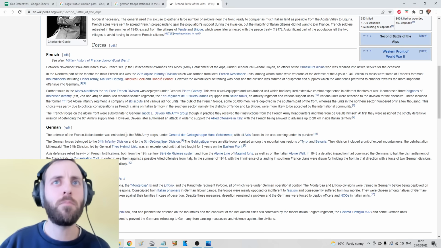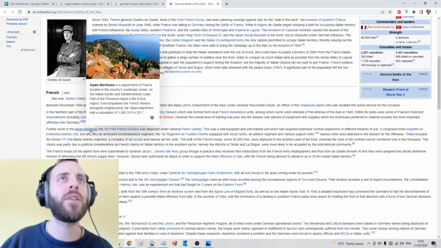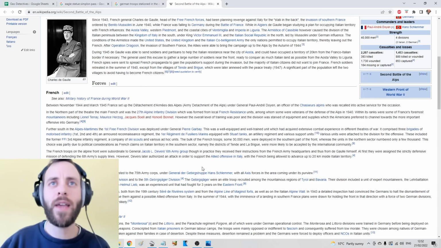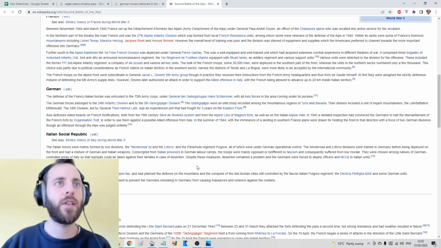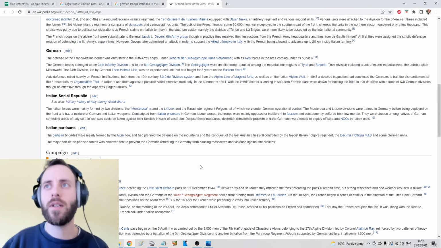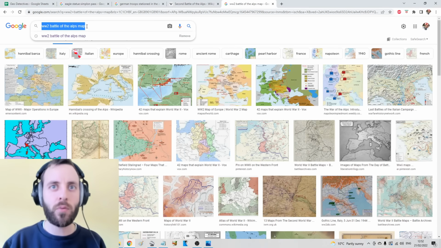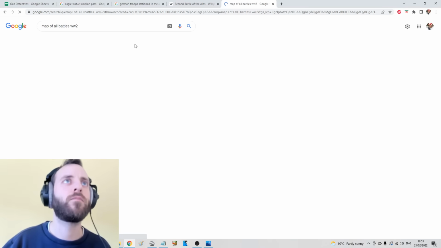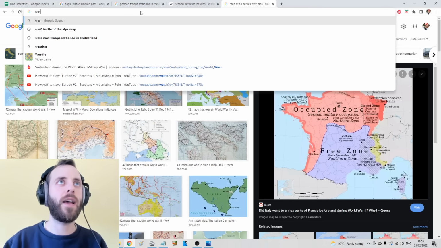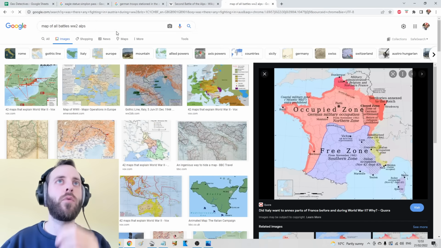So the Franco-Italian border. So whereabouts was this then? Alp Maritimes. No, I don't think we're there. I don't think we're, you know, on the Mediterranean coast here, are we? No. So I'm starting to think already then that the Second Battle of the Alps, I tell you what, is there a map of all battles in World War II? Map of all battles, World War II. Was there any fighting in Austria during World War II?